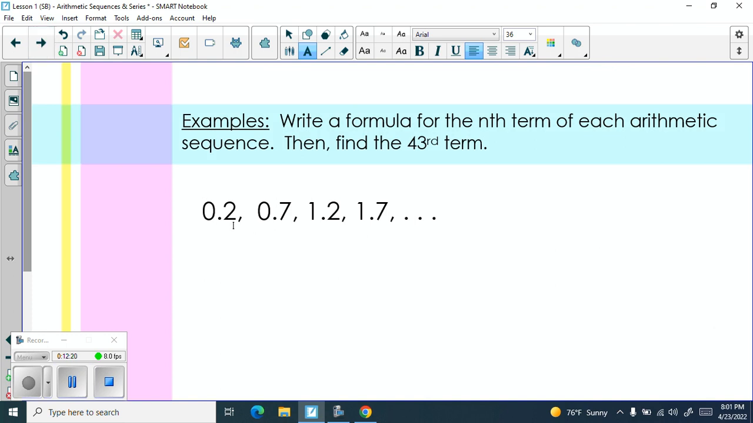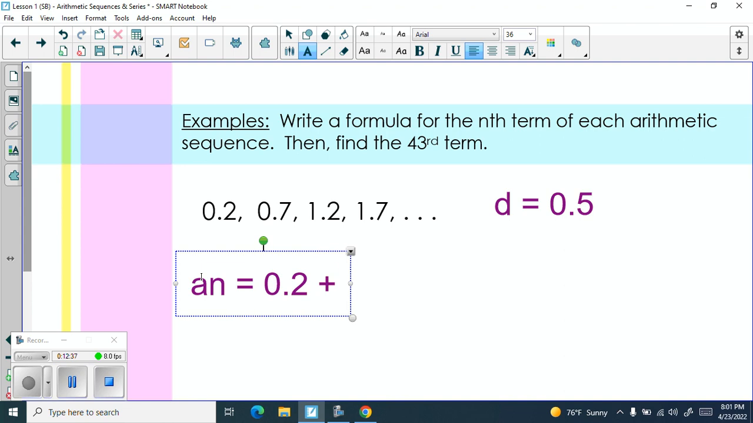Here's our next one. So we got 0.2, 0.7, 1.2, 1.7. So it looks like we're adding each time 0.5. So that's our common difference. That's our d value. Okay, so my a sub n formula, I start with my first term, and then I add on n minus 1 times 0.5.